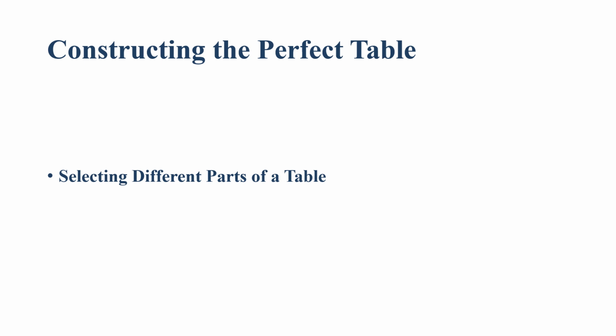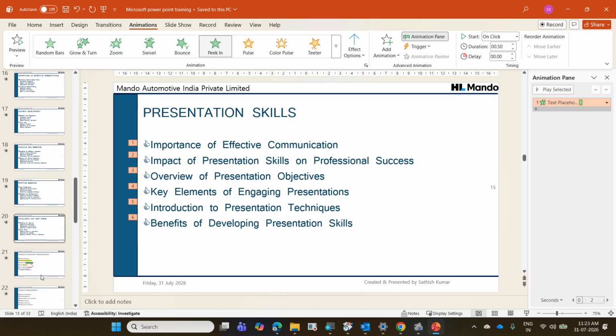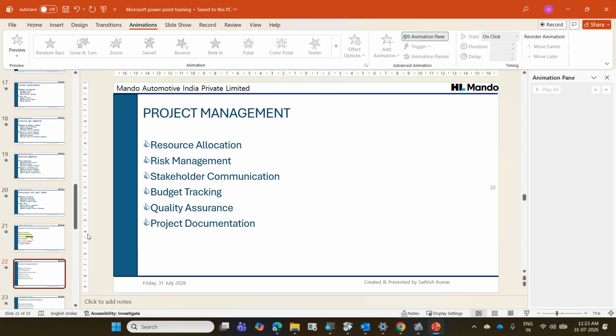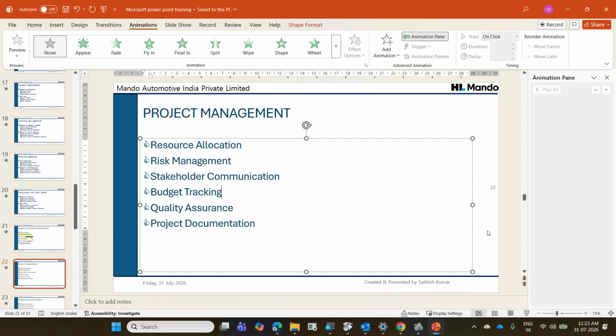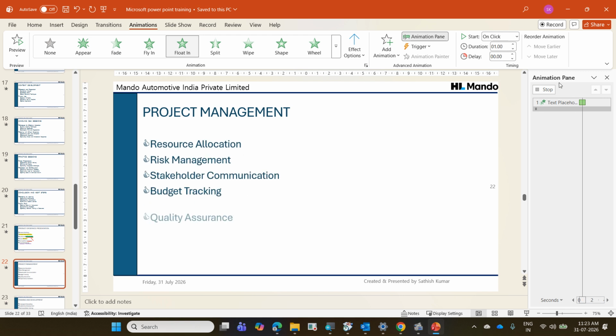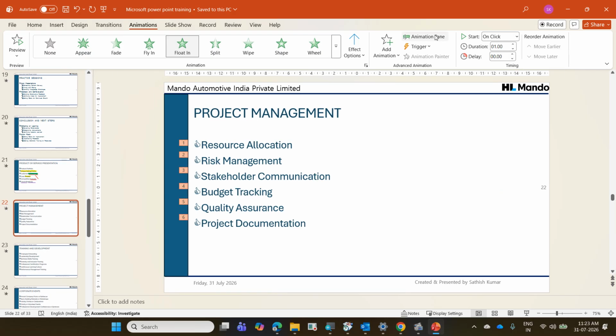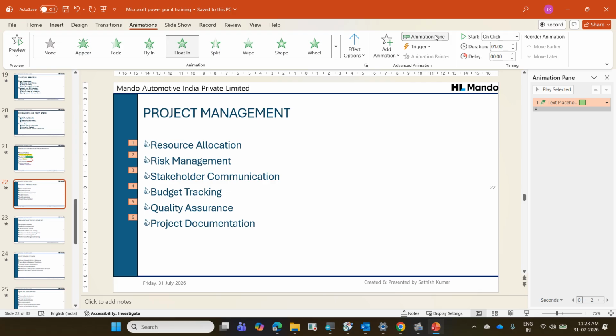How to do this? Select any one of the slides where I have some points. I'm selecting some slide. Select the object, apply some animation, floating or peeking. Then see whether the animation pane is visible here. If the animation pane is closed, click on the animation pane. Then go to the arrow mark here, and under the arrow mark, go to the effect option.